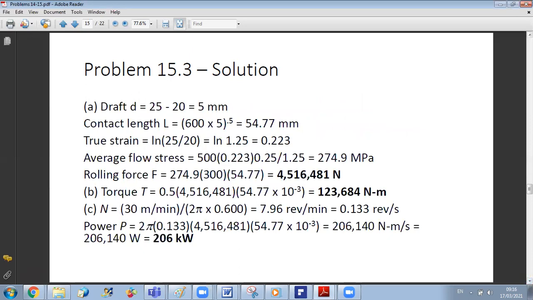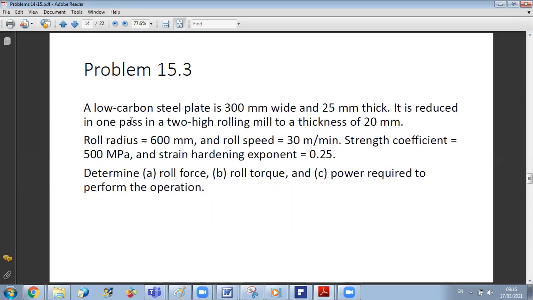Okay. Another problem. A low carbon steel plate is 300 millimeter wide and 25 millimeters thick. It is reduced in one pass in a two high rolling mill to a thickness of 20 millimeters. Knowing that the roll radius is 600 millimeters, the roll speed is 300 meters per minute, and the strength coefficient is 500 megapascal, and strain hardening exponent is 0.25. Calculate the roll force, the roll torque, and the power required to perform the operation.